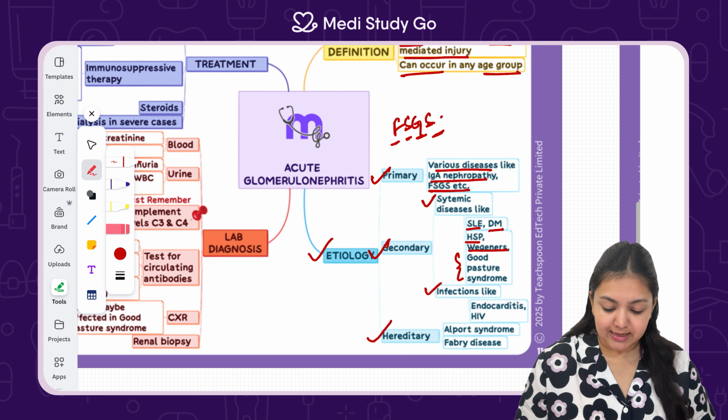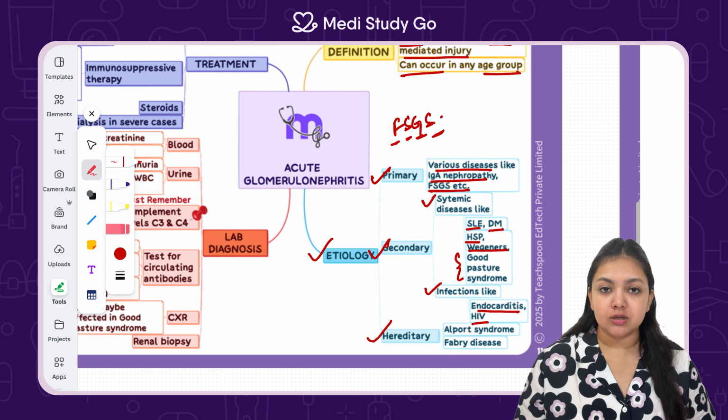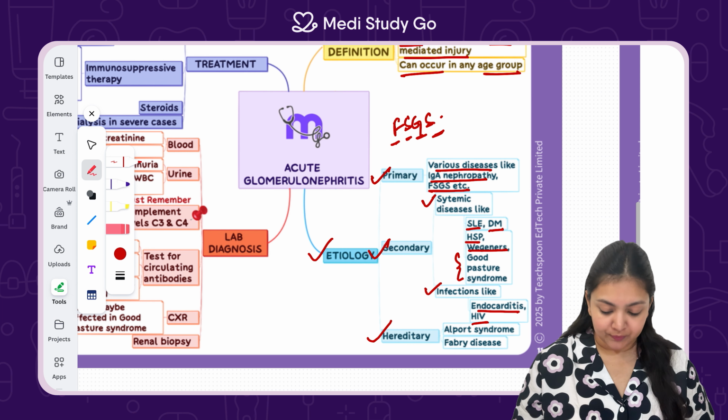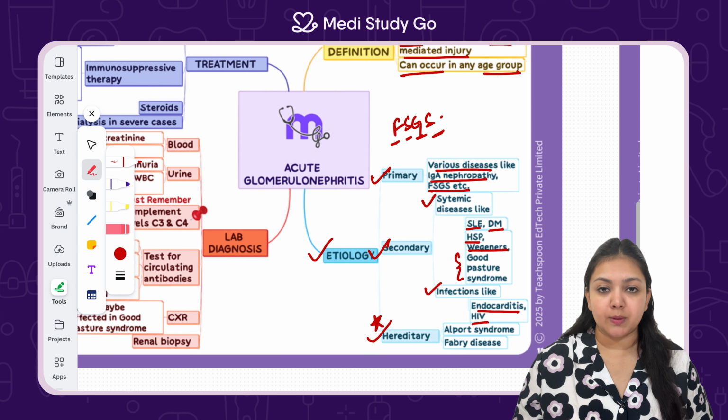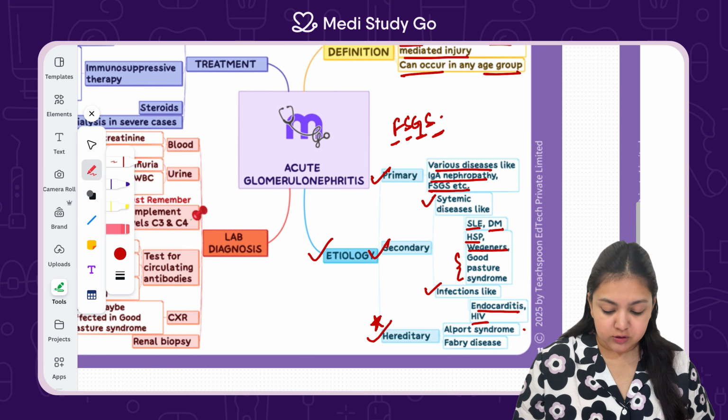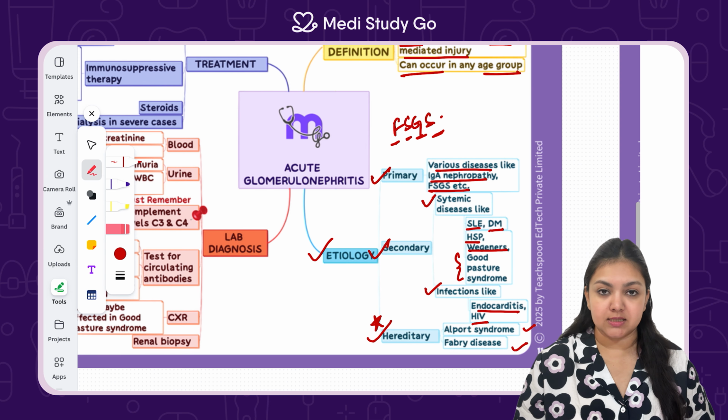Also, infections like infective endocarditis and HIV, wherein the immunity is compromised, can also lead to an autoimmune reaction by the body to combat the infection, which leads to inflammation throughout the body, and a part of it is glomerulonephritis. Other than this, there can be hereditary causes wherein the patient gets it from the parents, and that can be because of Alport syndrome and Fabry disease.